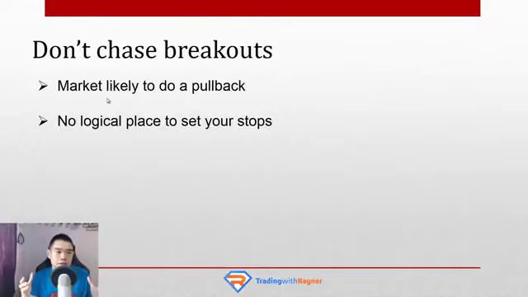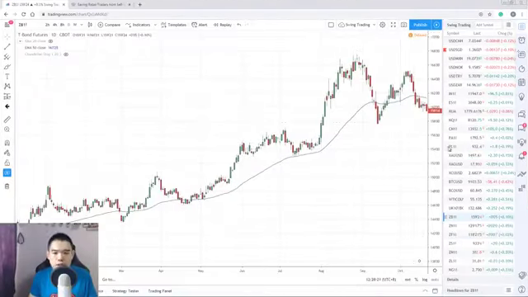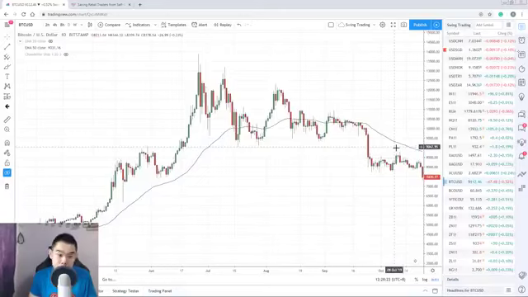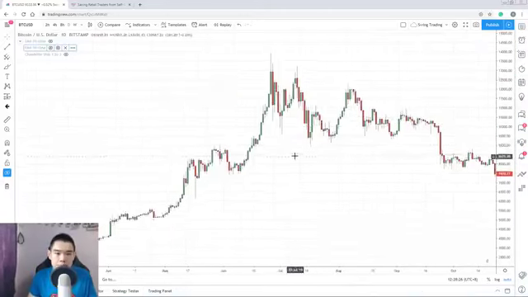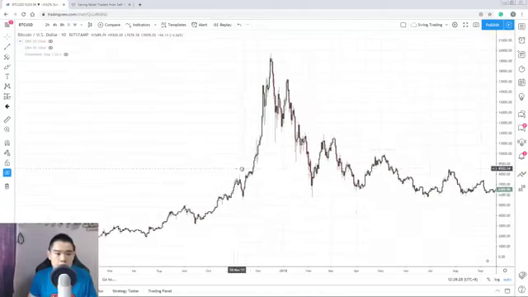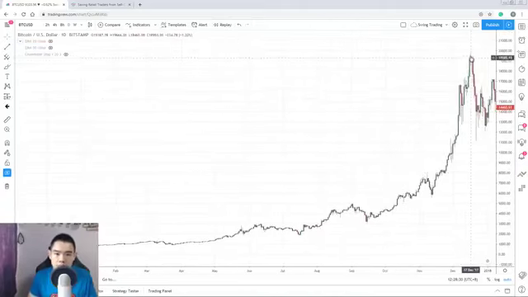Because when you chase breakouts, it is near difficult to find a logical place to set your stop loss. So let me give you an example of this. Let's talk about Bitcoin. This is a market that many traders chase into the $20,000 price level. So let me just zoom out. You can see that over here, Bitcoin hit the highs of 20K before it reversed.